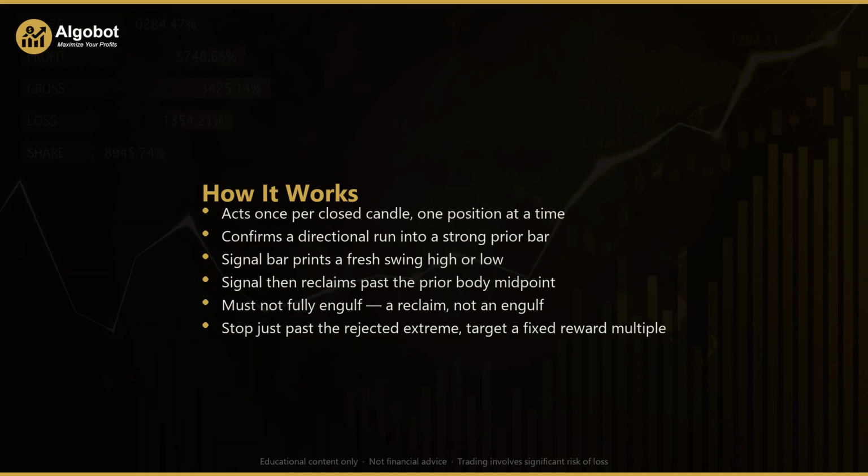Fifth, and most importantly, the signal bar must then close back above the midpoint of the prior candle's body, reclaiming more than half of it, but it must not close all the way past the prior open, because that would be a full engulfing pattern rather than a reclaim. Finally, the signal bar itself must close higher than it opened, confirming a strong bullish candle. When all of those conditions line up, the strategy signals a buy.